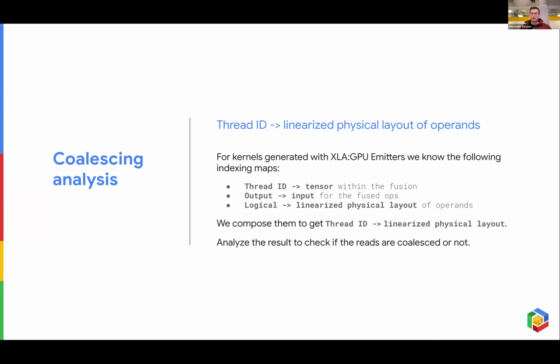And if we know the thread ID to tensor mapping, and we know all the mappings from output to input for the ops within the fusion, and then we also know the layouts of the operands of the fusion, we can actually compute coalescing, like whether the read patterns are coalesced or not, because we can get a map from every thread to the physical, linearized physical layout of the input. And from there, it's very easy to understand whether the read is coalesced or not.